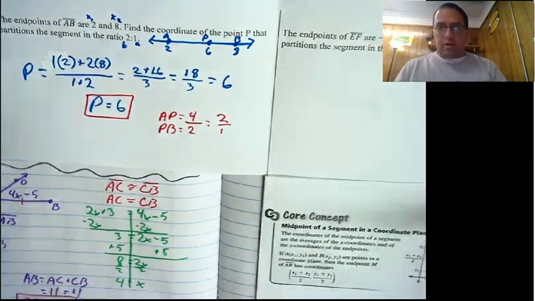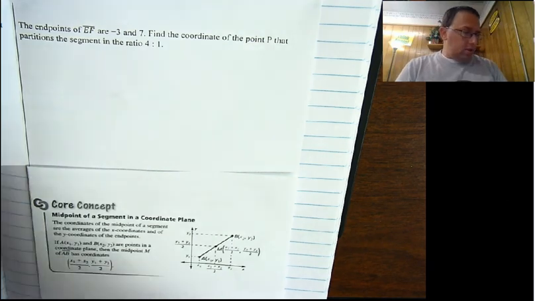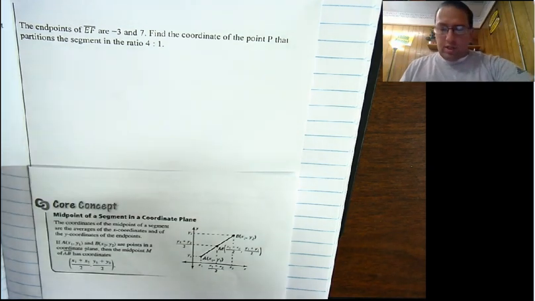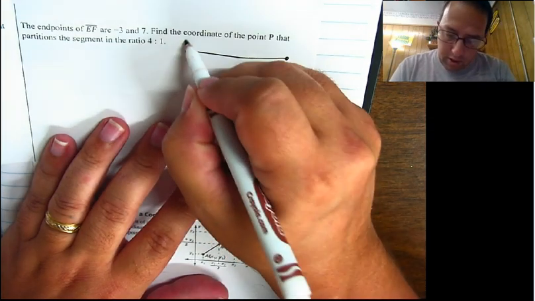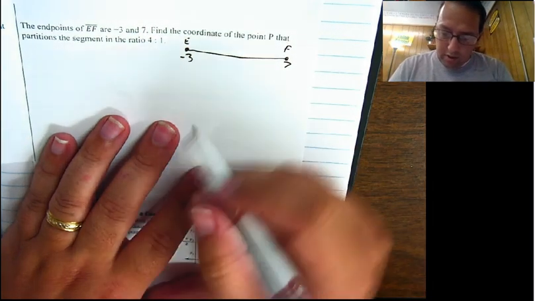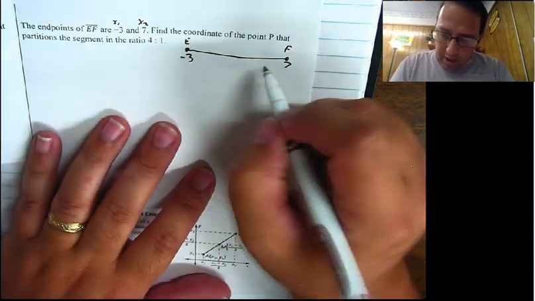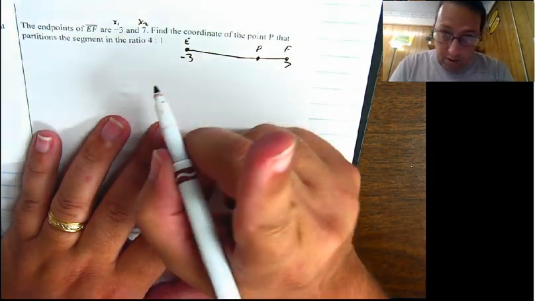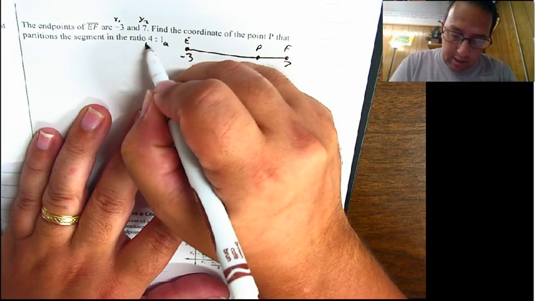All right, next example. Next example right here. Okay, so let's take a look at this. Segment, endpoints of segment EF are negative 3 and 7. All right, so that means this is x1, this is x2. And P is going to be somewhere over here. We have a ratio of, okay, 4 to 1. And remember, the second number in the ratio is the A. So this is A and this is B.